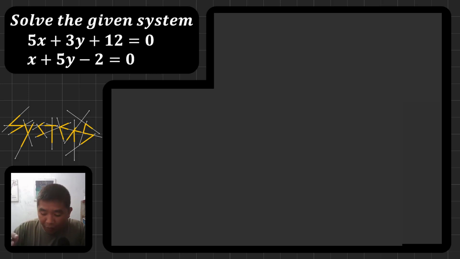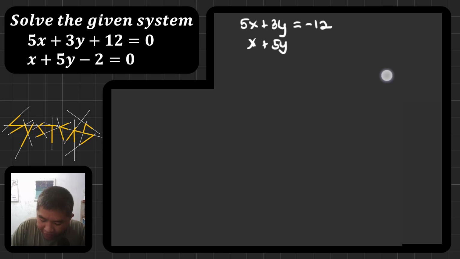Okay, so I'm going to copy it here, but automatically in standard form. Your first equation would be 5x plus 3y. If I'm going to subtract both sides by 12, the left hand side 12 will be removed, and the right hand side will become 0 minus 12 or negative 12. Same thing will go with our second equation. You will have here x plus 5y, but I'm going to add both sides by 2. So I have here positive 2. These two equations now are the equivalent standard forms of the respective given equations.